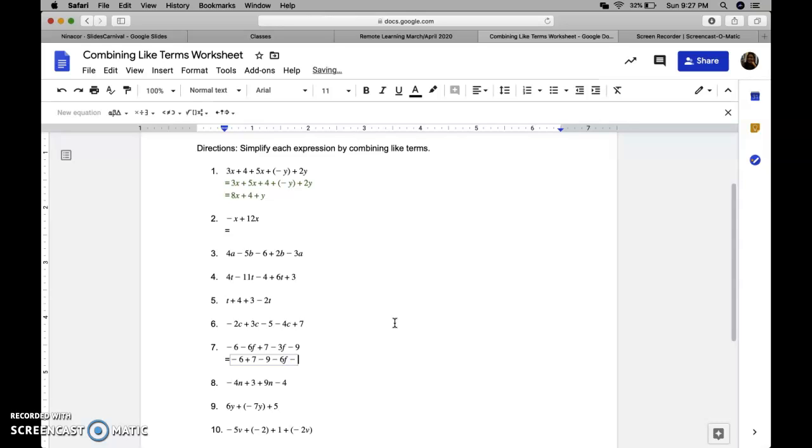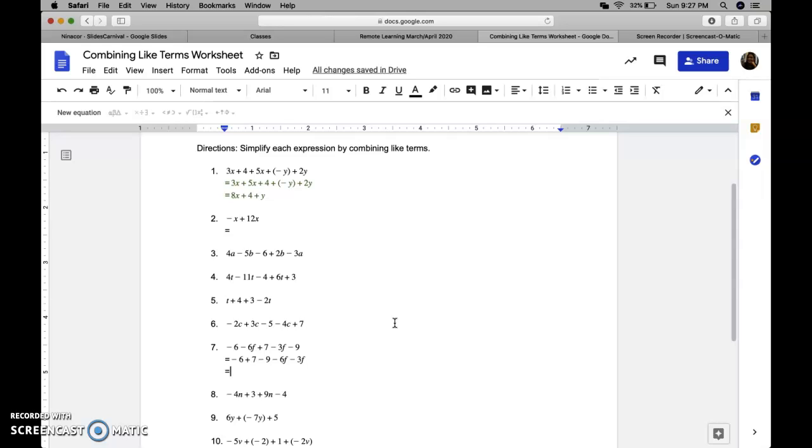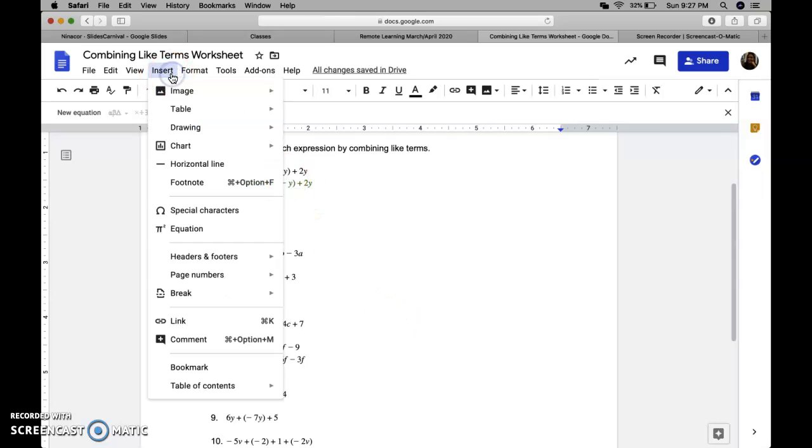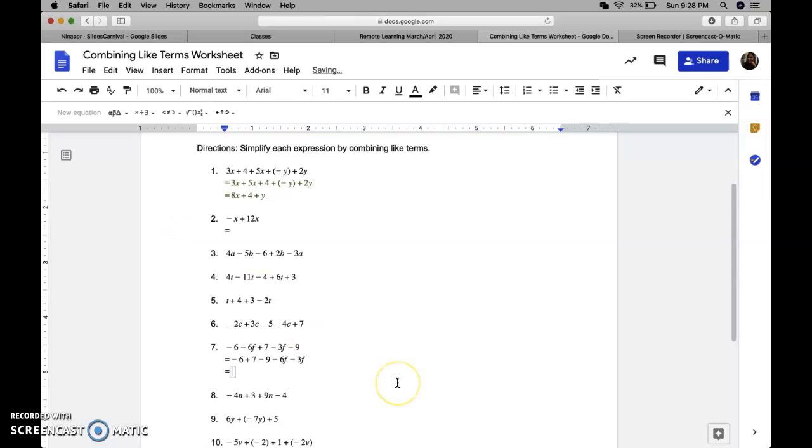Negative 6f minus 3f. Okay. Now I can go enter, equals. And now I'm just thinking negative 6 plus 7, that's positive 1, minus 9, that's going to be negative 8. But I'm not in equation mode, so I want to go insert equation. Now I can go negative 8. And then negative 6f minus 3f, you're just thinking negative 6 minus 3, it's going to be negative 9f.